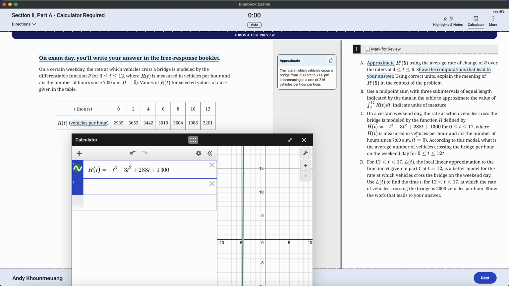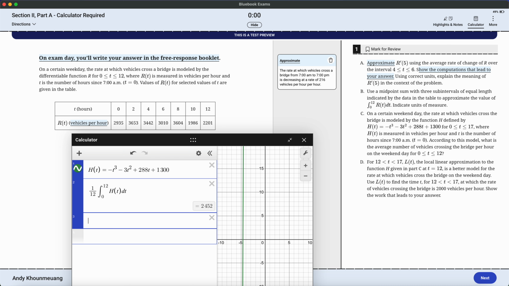Notice how h of t is a rate already, just like how r of t is a rate. And we want to find out the average number of vehicles, so we have to integrate. But since it's asking us the average number of vehicles, we want to use the average value formula, so I need 1 over 12, integral 0 to 12 of h of t dt. And that's going to give us 2,452 vehicles.